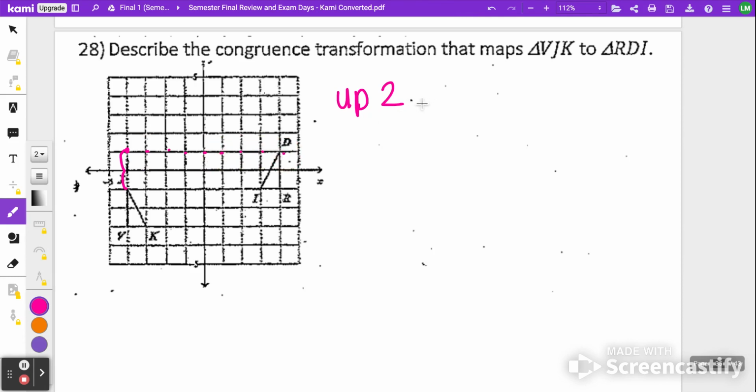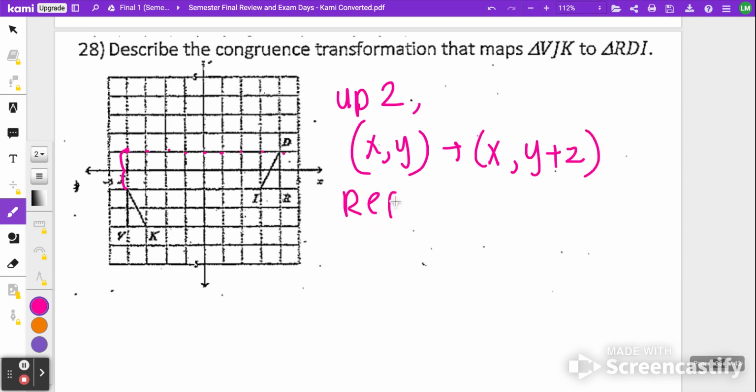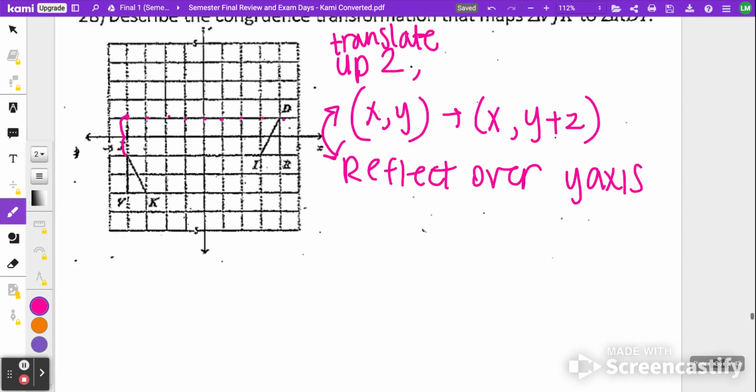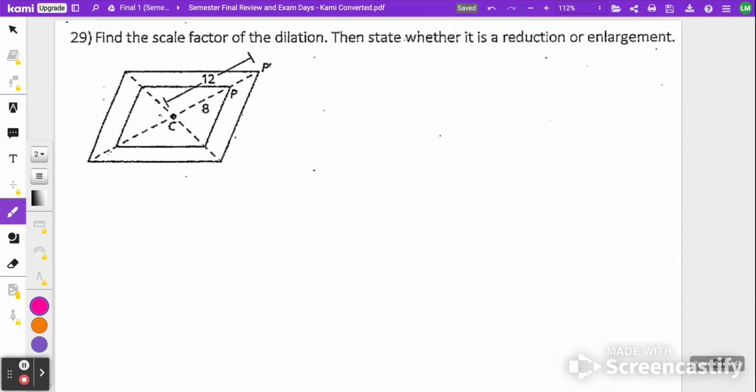So I went up 2, so this would be (x, y) goes to (x, y plus 2). And then I reflected over the y-axis, okay? If you switch this around, it could be vice versa. Reflect over the y-axis, then translate up 2, okay? You can say translate up 2, or just give me the rule that we wrote here. Either one would work.